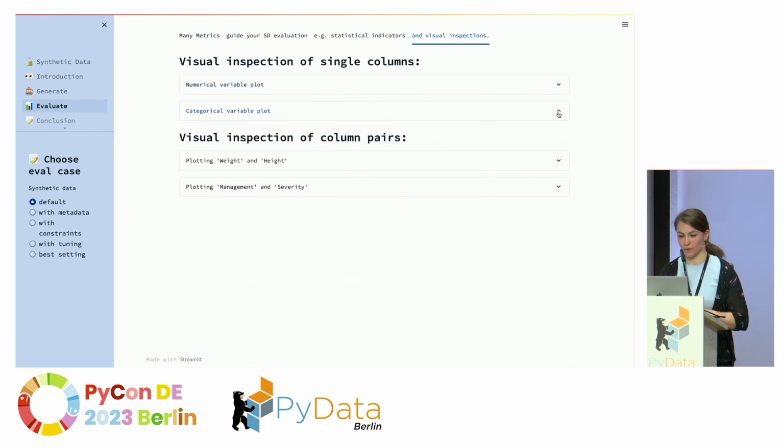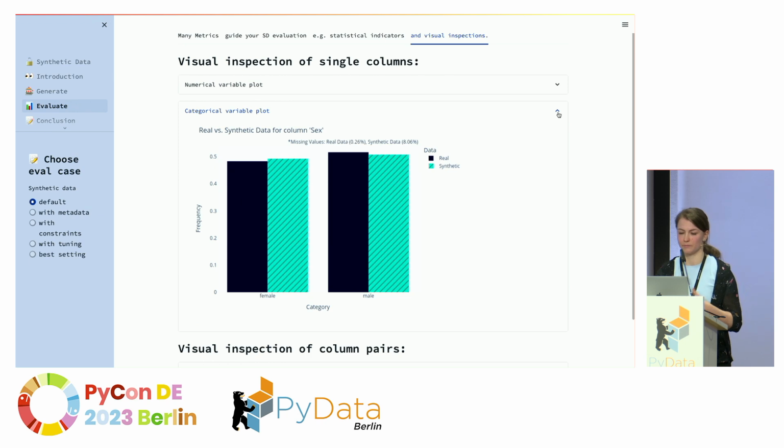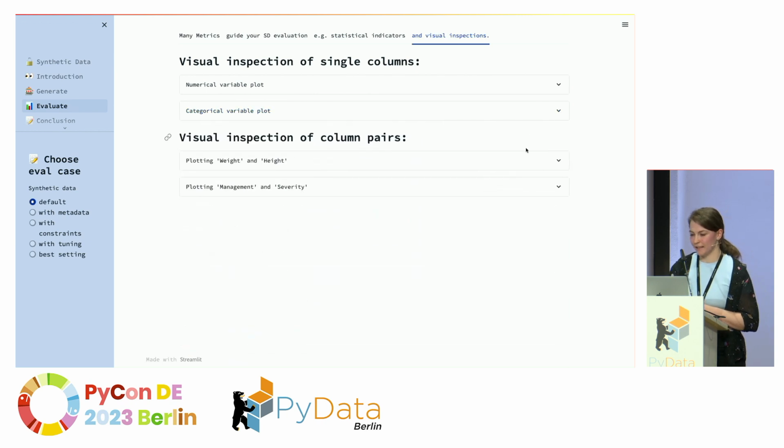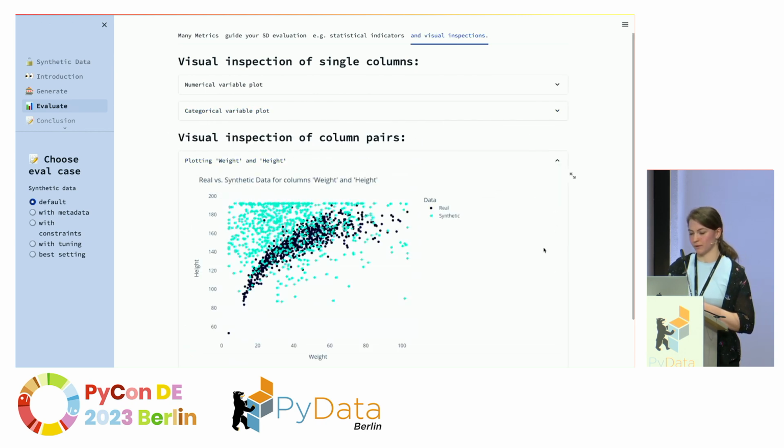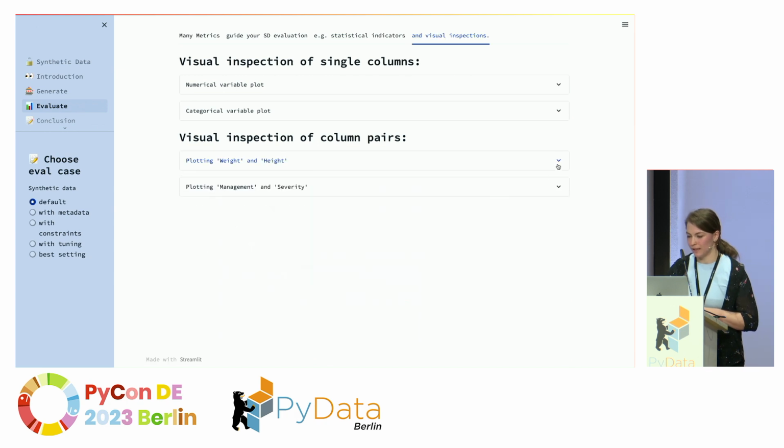We can also do this for categorical variables. Here, I would say it's quite decent. It's almost close, both of the bars. And now we can also look at how it looks if we look at two variables and how they interact. So here we have height and weight. And we can see again that the synthetic dots are not really aligned, and they don't really look real, I would say.